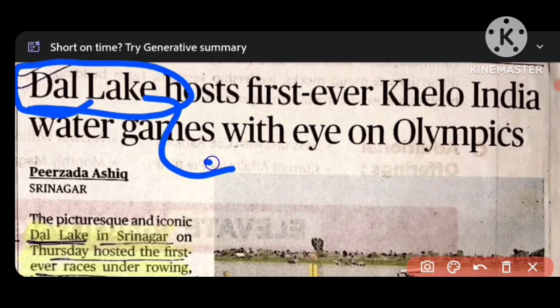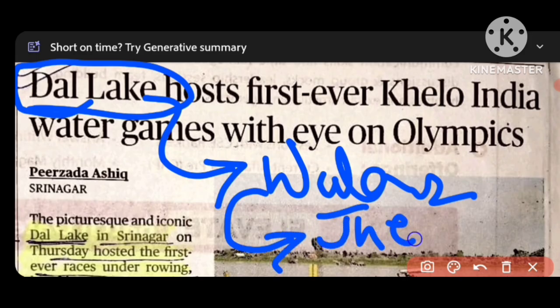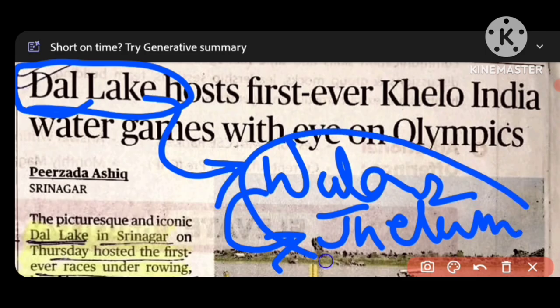I can also remember one more lake in the Jammu Kashmir region, that is the Wular Lake. And Wular Lake is a freshwater lake, the largest freshwater lake, on which river? So it is on the Jhelum River. Fine. Wular Lake is on the Jhelum River.